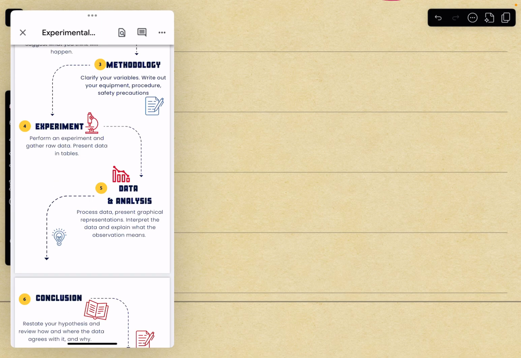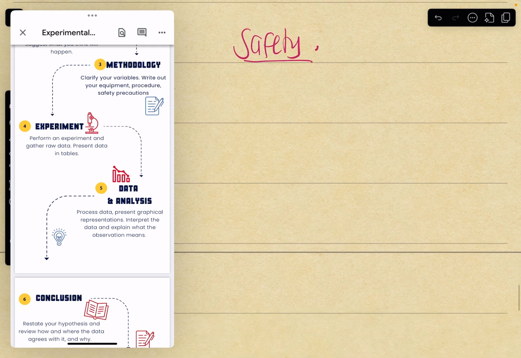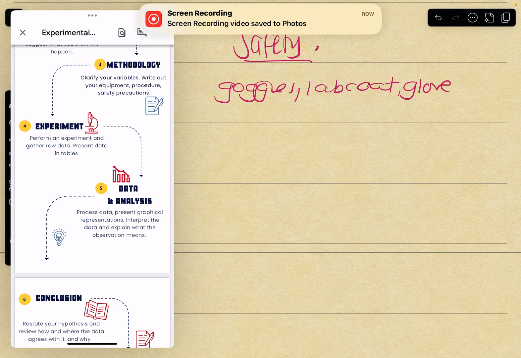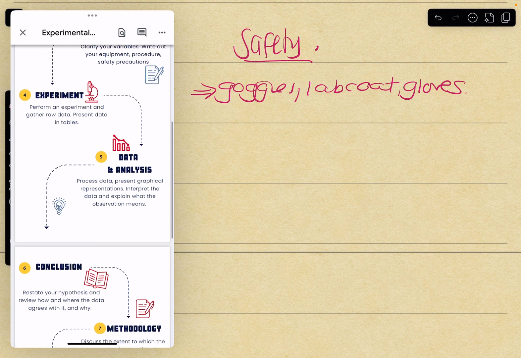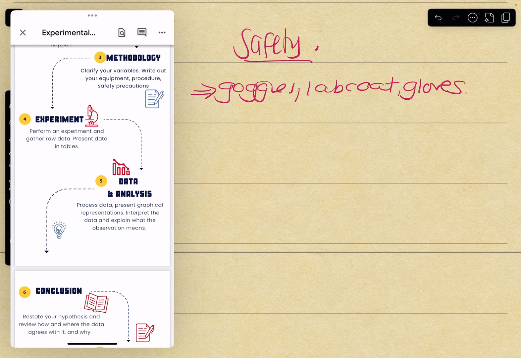The next workshop in the series looks at the last part of methodology, which is safety. Safety is quite easy to do at a lower level. Goggles, lab coat. For example, gloves you could talk about. But what we really want is specifics. So still under the methodology phase, we are really looking at what are the precautions that we need to take.